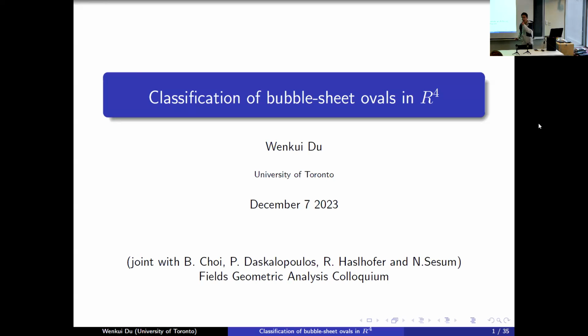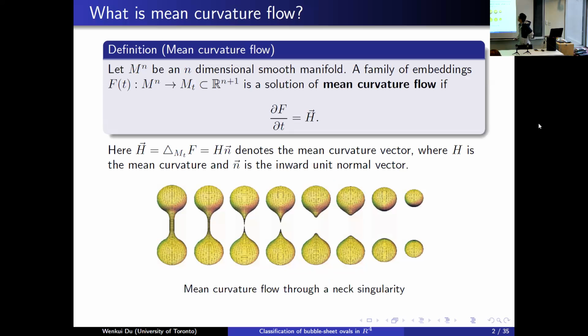And today I will discuss my joint work with Bongjong Choi, Toti Daskala, Bob and Natasha Sesam about the classification of bubble-shaped ovals in R4. This is a topic related to the mean curvature flow. So let me first introduce what is mean curvature flow.